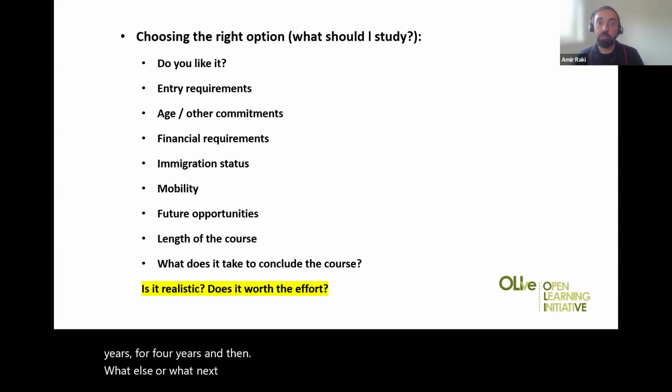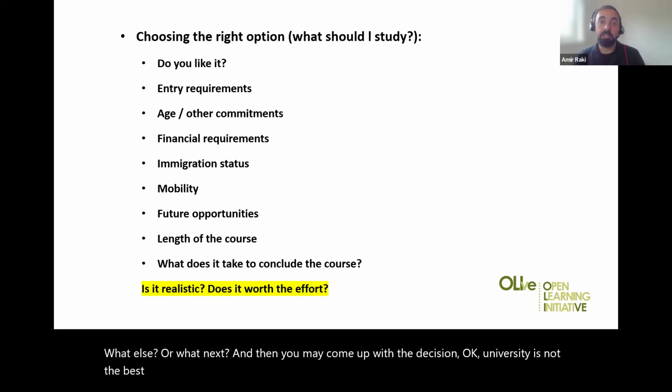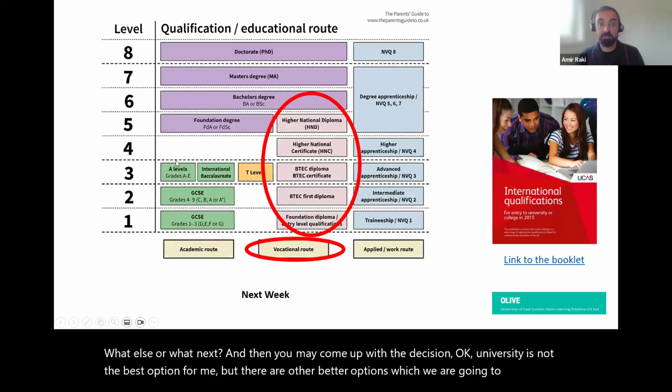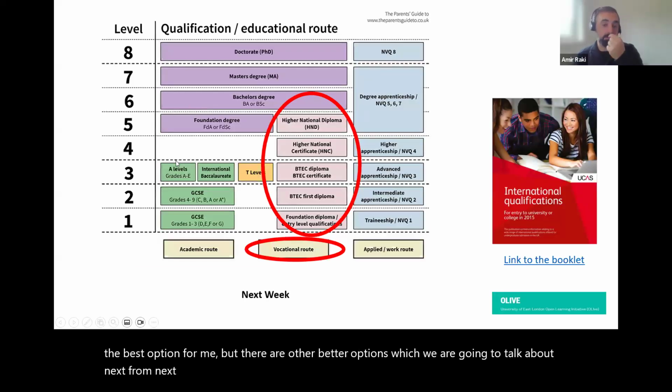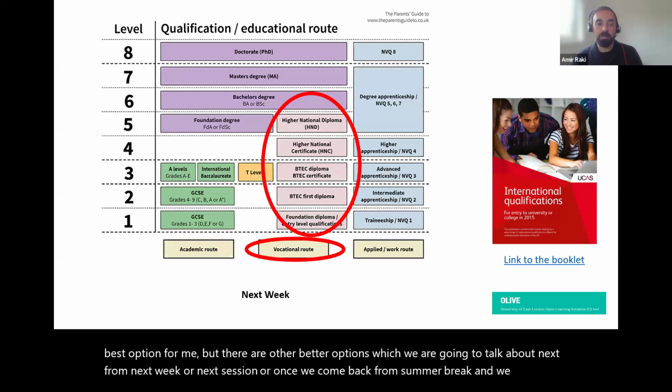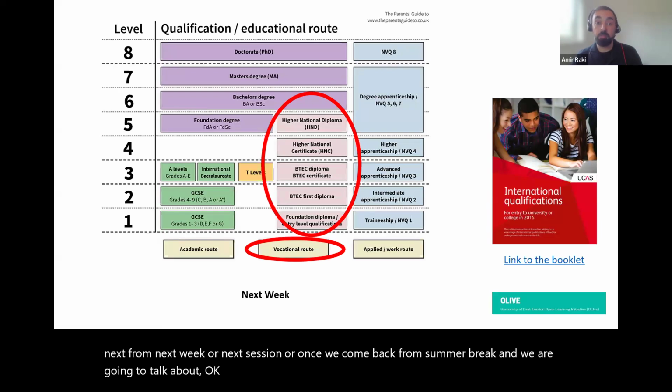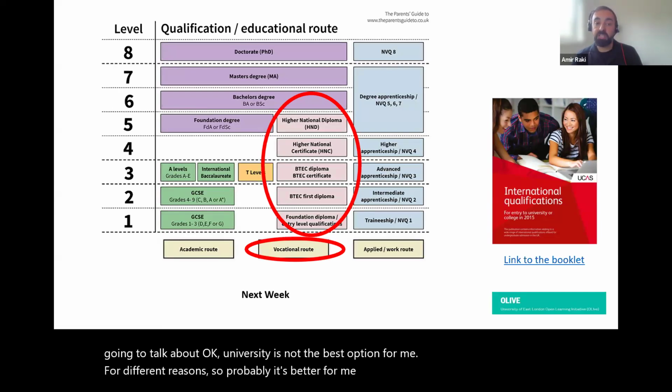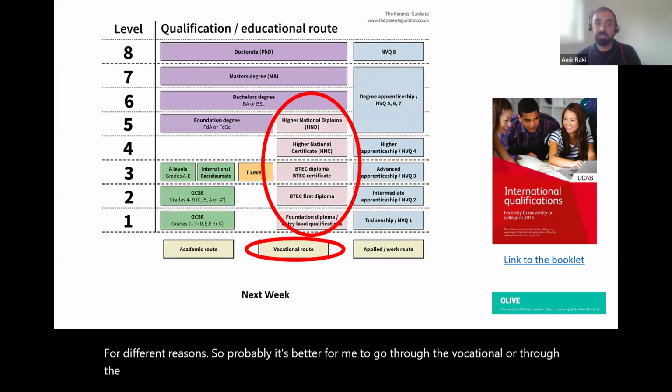And then you may come to the decision, okay, university is not the best option for me, but there are other better options, which we are going to talk about from next session, once we come back from summer break. We are going to talk about, okay, university is not the best option for me for different reasons, so probably it's better for me to go through the vocational or applied options. So it's better to go to college, learn a job and start working, or other options.